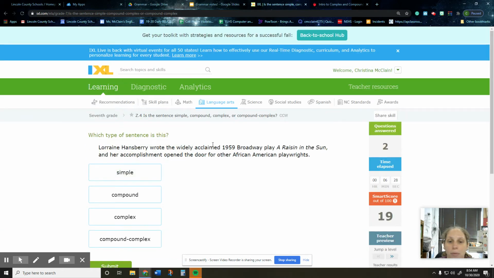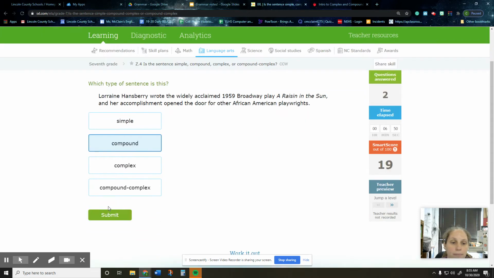Lorraine Hansberry wrote the widely acclaimed 1959 Broadway play A Raisin in the Sun, and her accomplishment opened the door for other African-American playwrights. So I've got my comma and, so I know that this is most likely a compound sentence. Lorraine Hansberry wrote the widely acclaimed 1959 Broadway play A Raisin in the Sun. Her accomplishment opened the door for many other African-American playwrights. So this is a compound sentence.